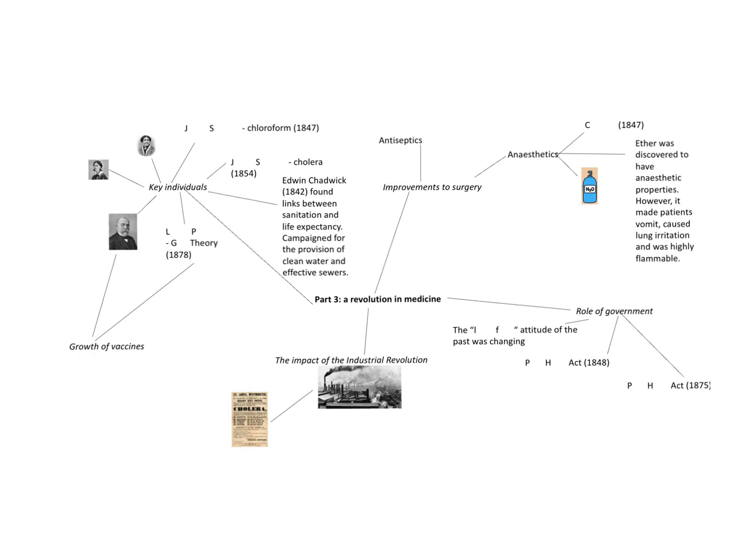Like I said, if you just write these people's names, it's not going to be very helpful to you. But if you briefly summarise what they did, then that is helpful. Improvements to surgery. I've got a section there on antiseptics and anaesthetics. So the prevention of pain in the case of anaesthetics and the prevention of infection with antiseptics.